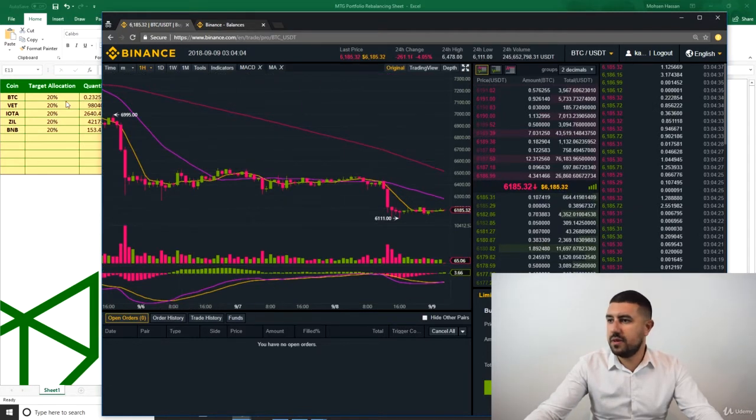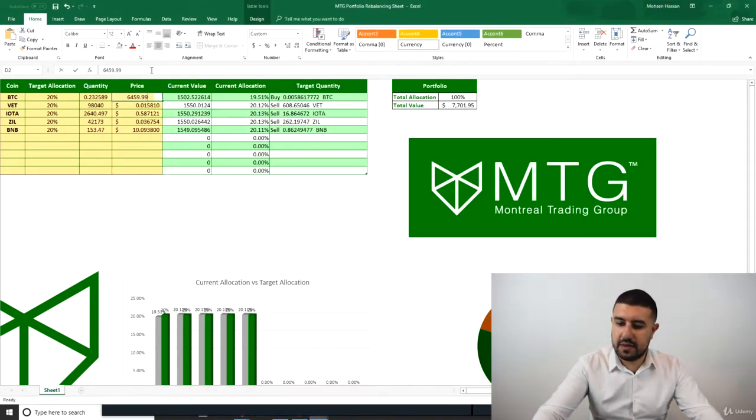6,186.99. Put that in here. Now it's gonna change things, right? Because Bitcoin just dropped in value. Now it tells me I don't have enough Bitcoin, but the thing is these also dropped in value. I have to change all of them before I actually start looking at the allocations. Otherwise, it wouldn't make sense.